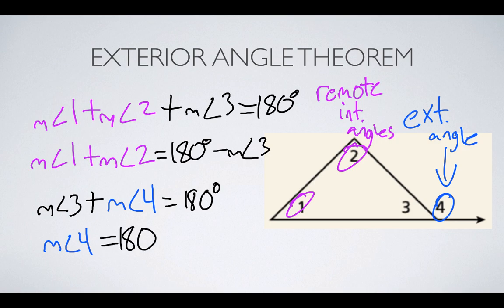equals 180 degrees minus the measure of angle 3. Now, some of you might be going, okay, Mr. Peacock, I guess that's true. But what good does that do us? There's absolutely nothing of value from what you just said, except here's the thing. The measure of angle 4 equals 180 minus the measure of angle 3, and the measure of angle 1 plus the measure of angle 2 also equals 180 minus the measure of angle 3.